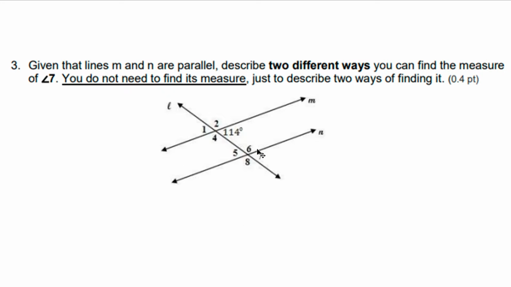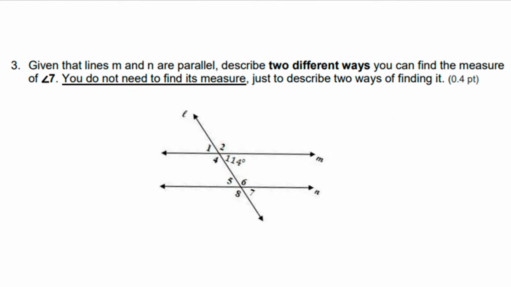And question 3. Given that lines m and n are parallel, describe two different ways you can find the measure of angle 7. You do not need to find its measure, just describe two ways of finding it. So to make it easier for us, I'm gonna turn the image, okay?